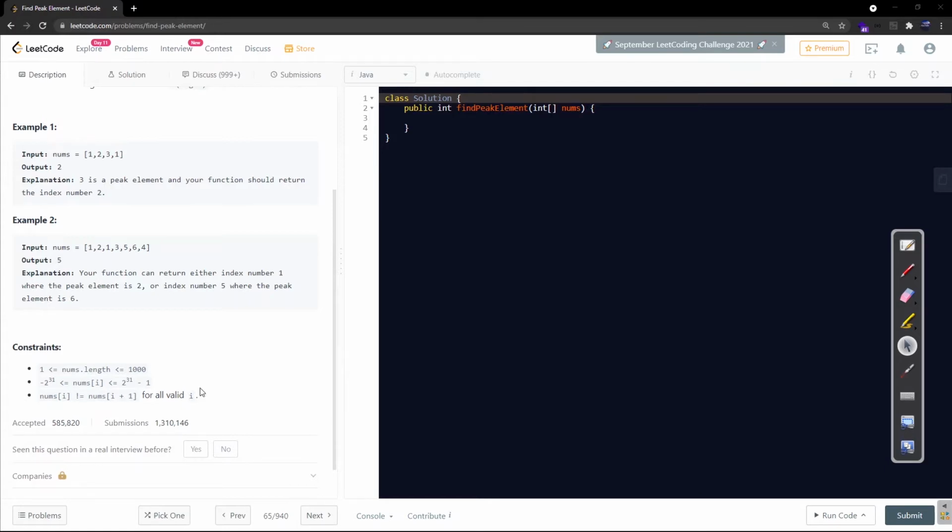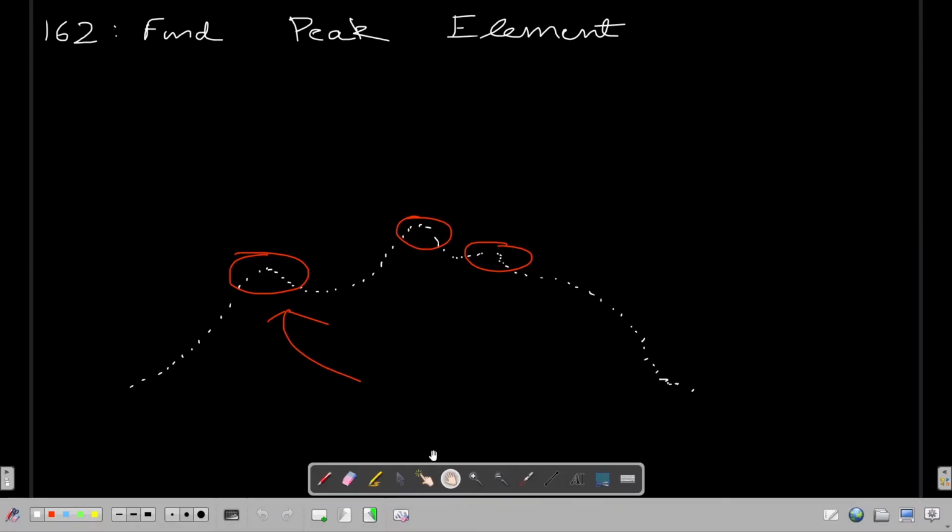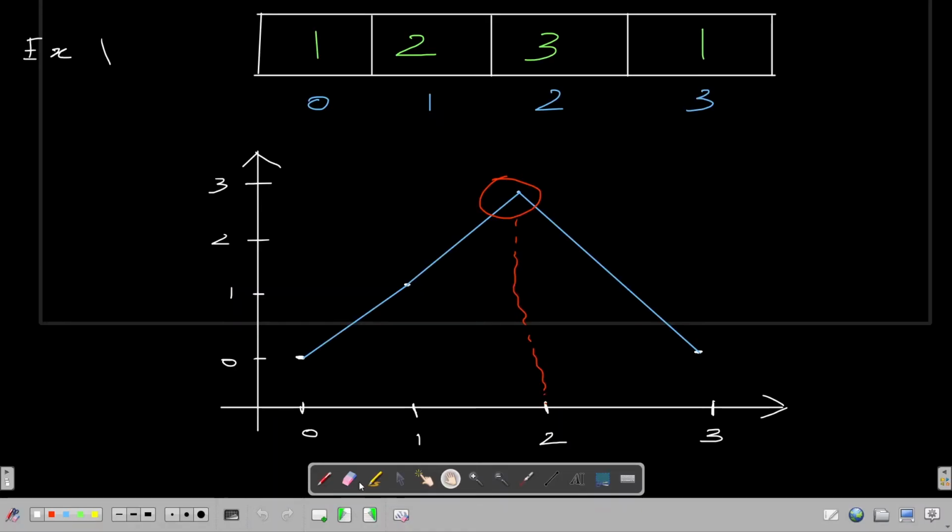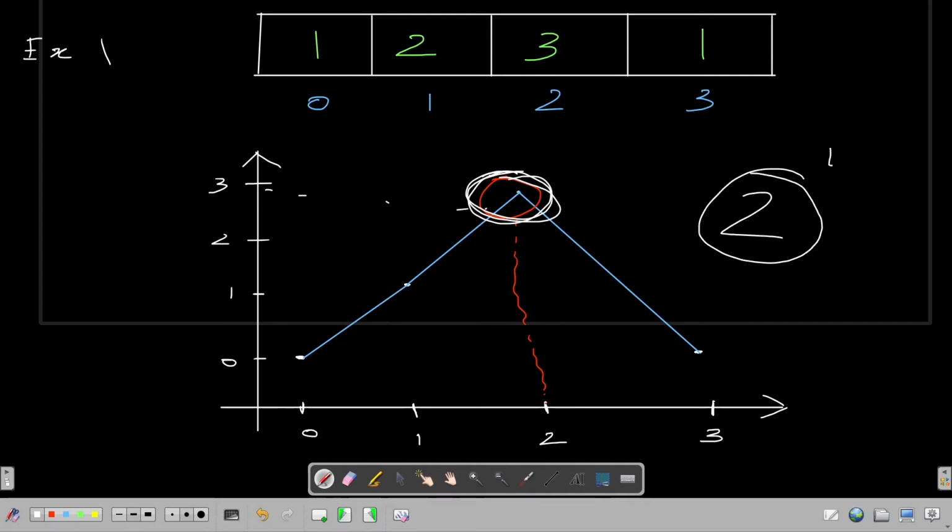Let's go through the whiteboard now. First test case, for your convenience, I have drawn the graph on the whiteboard. So clearly there is only one peak here, this one, and its index is 2. 3 is its value and its index is 2. So in the first test case you need to return 2. 2 is the right answer.